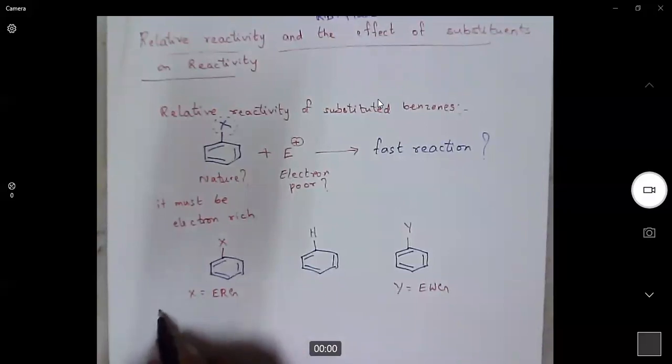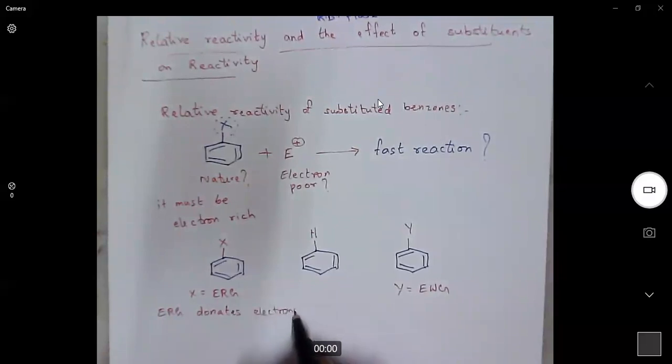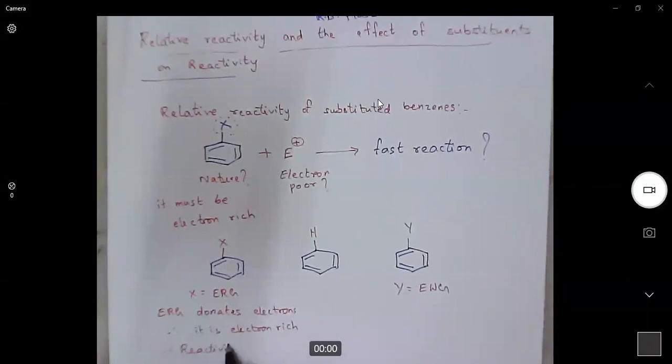Electron releasing groups donate or polarize more electrons into the benzene ring. So electron releasing groups donate electrons. Therefore, it is electron rich system. So the reactivity of benzene with electron releasing groups will increase.